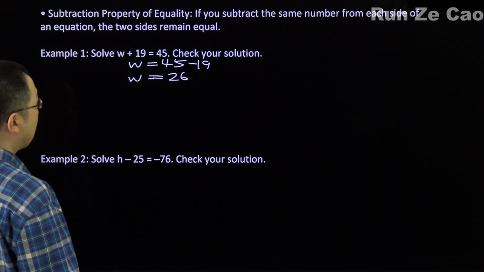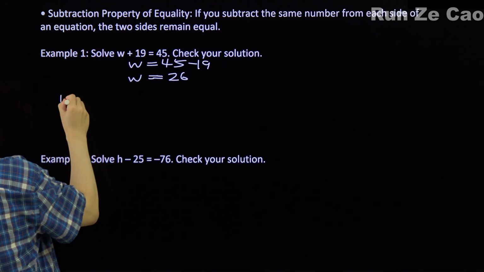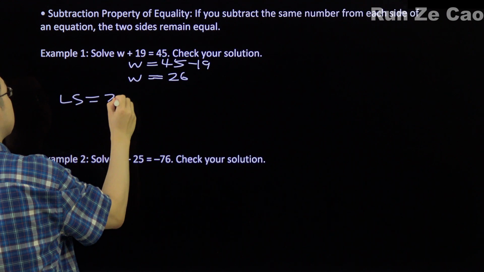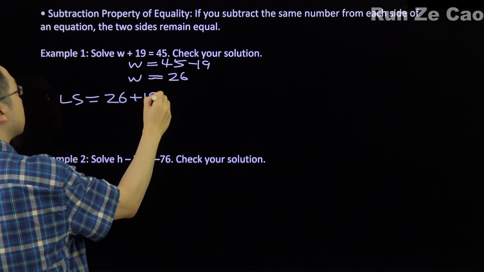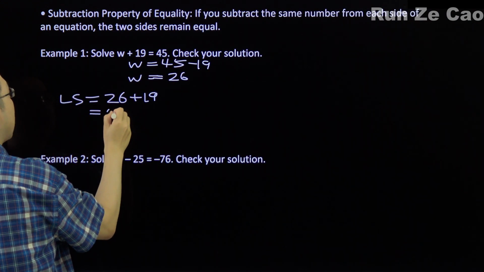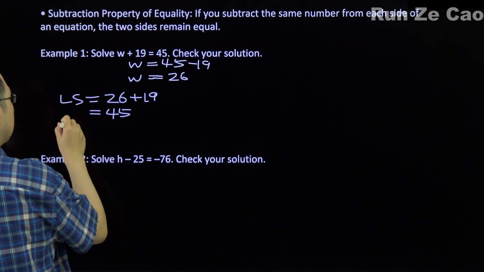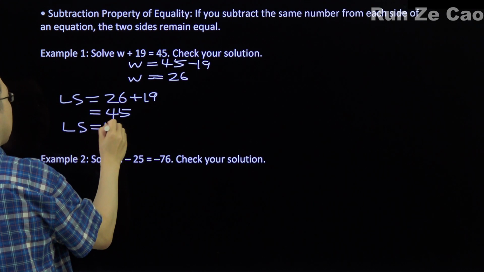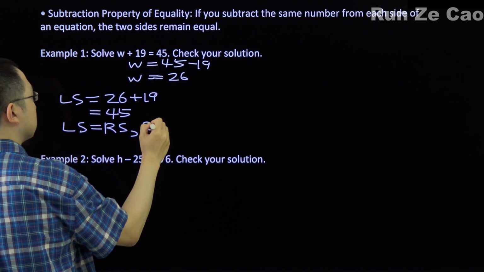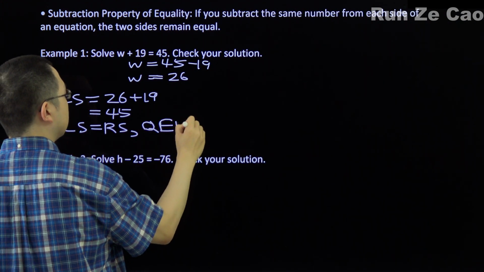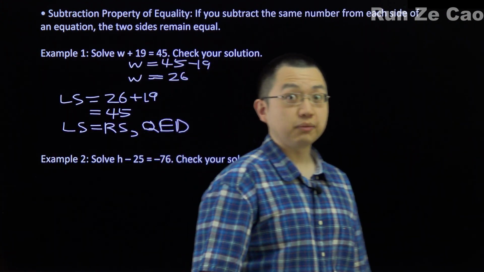Check your solution. Well, how do we check it? Left side is equal to 26 plus 19, which is equal to 45. Left side equals right side. Therefore, quod erat demonstrandum. What is asked has been shown.